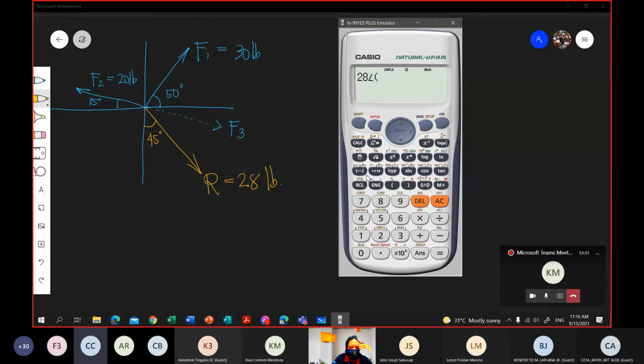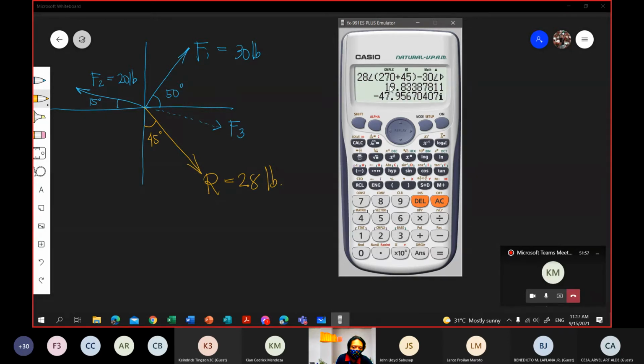270 plus 45. Then we subtract F1 and F2. F1 first, 30 acting at an angle. What angle? 50, right? Then minus again, 20 naman, acting at an angle. What angle? 180 minus 50, minus 15. Then 180 minus 15. Then press equal. Okay, may answer ka na.